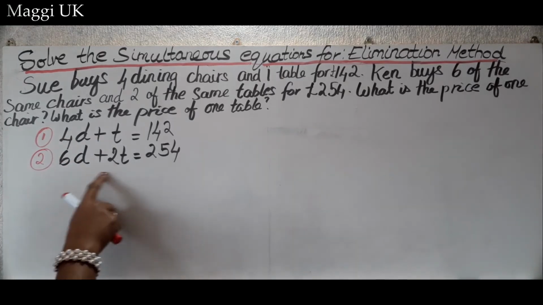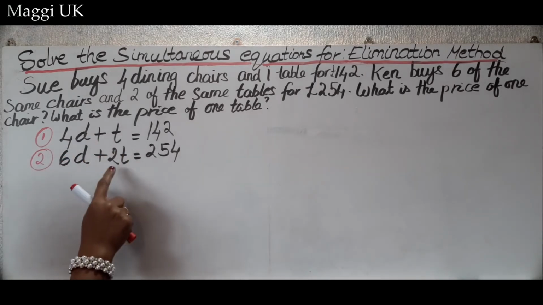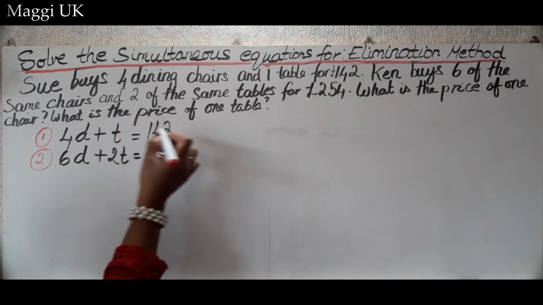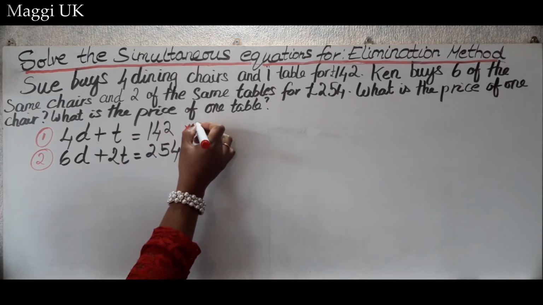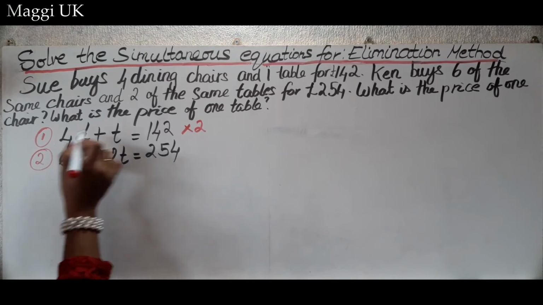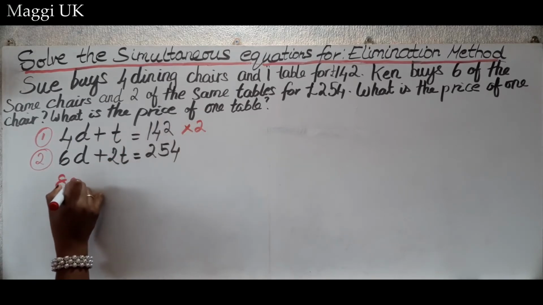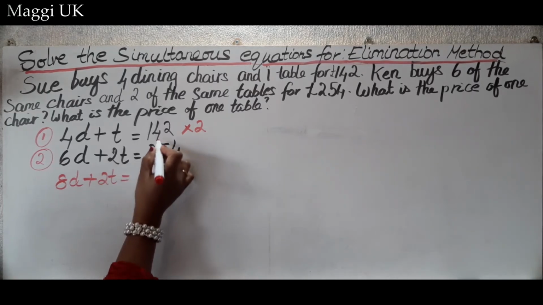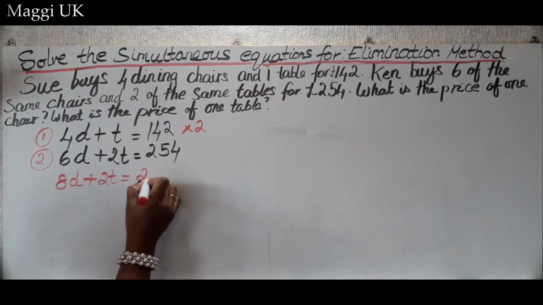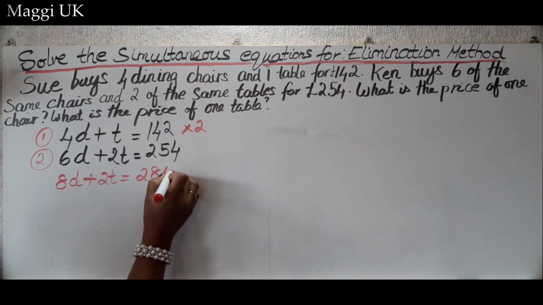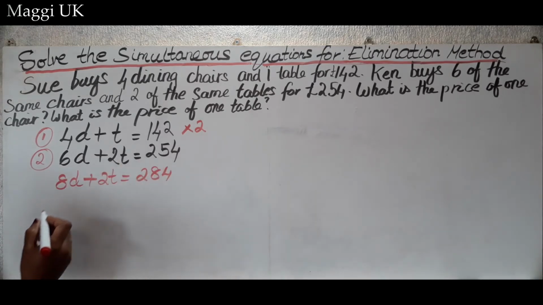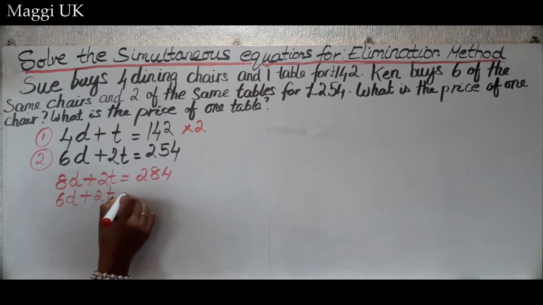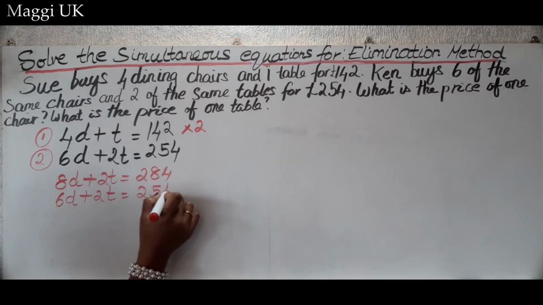Now we have a 2T here and nothing in the first, so we can use one of the equations to get the same value for T. We times the first by 2. 4 times 2 is 8D, plus 2T, is equal to 284. The next one we write as it is: 6D plus 2T is equal to 254.